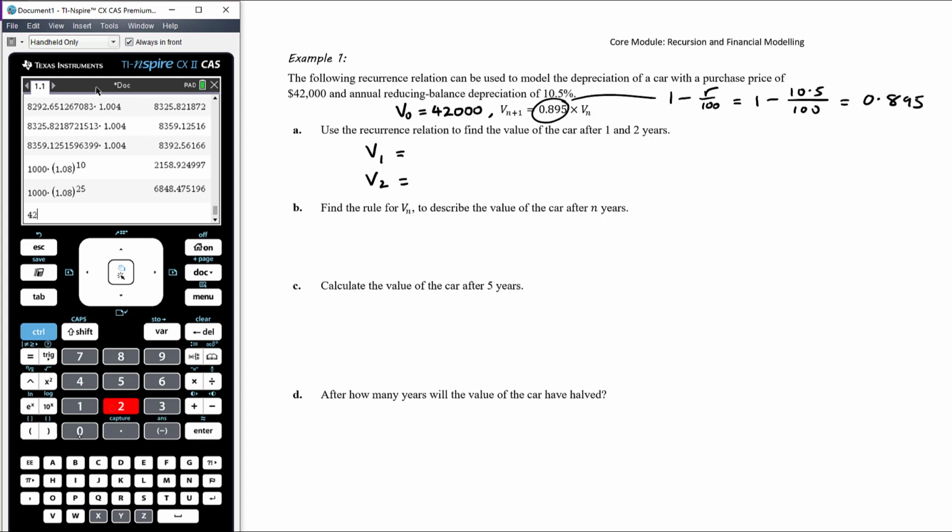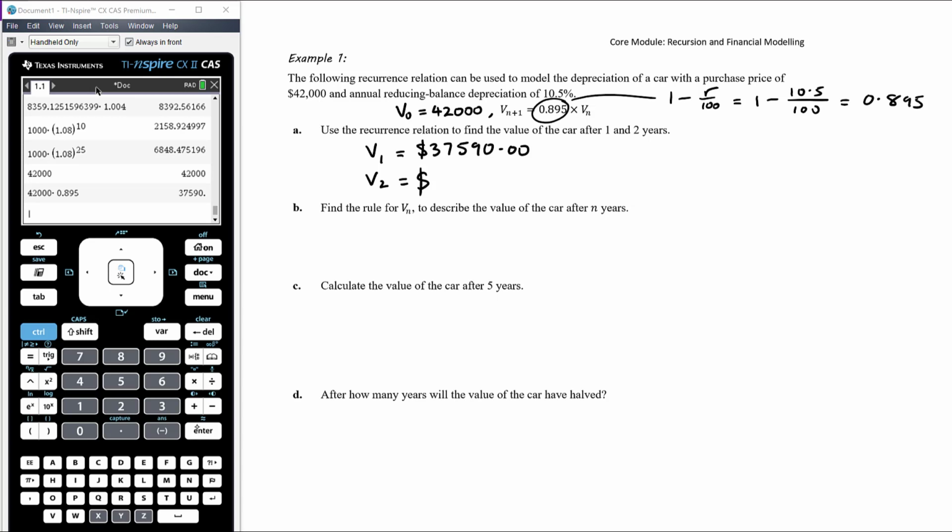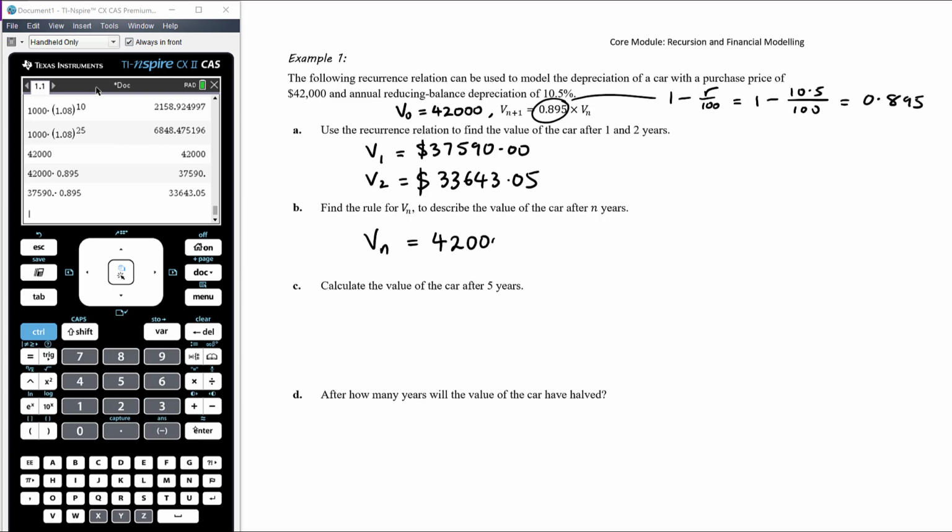Okay, so 42,000. We multiply that by 0.895, so the value after 1 year is $37,590. The value after 2 years, we again multiply by 0.895, and it is $33,643.05. Find the rule for Vn to describe the value of the car after n years. Okay, so the value of the car after n years is the initial value of the car, which in this case is 42,000, and then it's been multiplied by 0.895 n times.